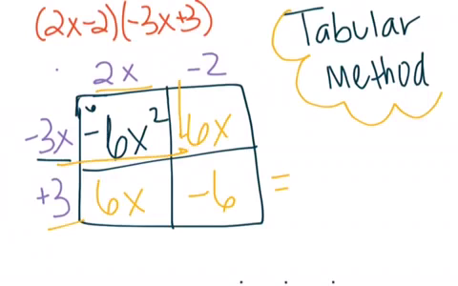And then you break out of your little tablet there and write it in standard form. So we have a negative 6x squared. We're going to combine our like terms. We have two positive 6x's. So 6 plus 6 is 12x. And our constant is a negative 6. And that's your final answer.